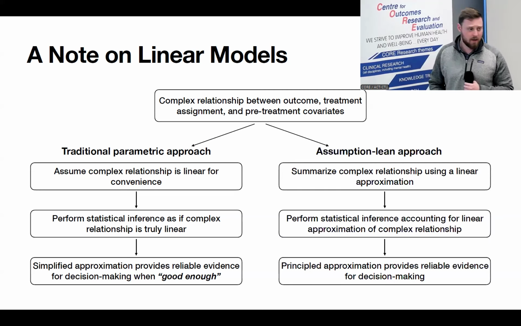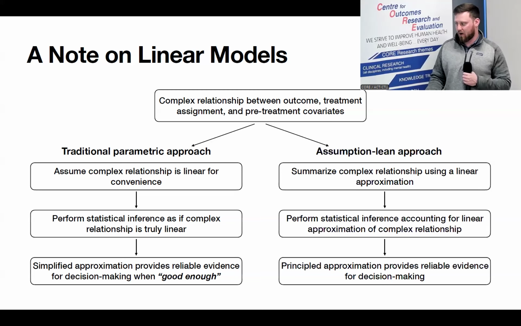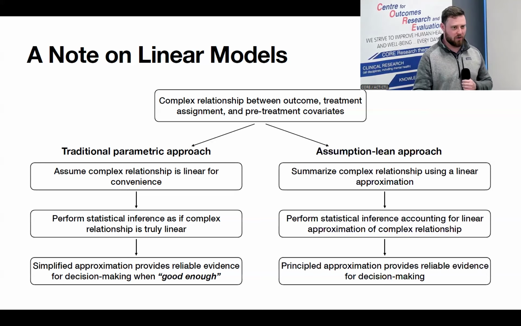In contrast, the assumption lean approach that we're using summarizes the complex relationship using a linear approximation. So we're accounting for the fact that this is an approximation. We're then performing statistical inference, again, accounting for this approximation. And then at the end, we get a principled approximation that provides reliable evidence for decision making. So maybe it's a subtle difference, but really what this allows you to do is to quantify uncertainty while accounting for what you don't actually know about the problem, which is whether or not relationships are linear.